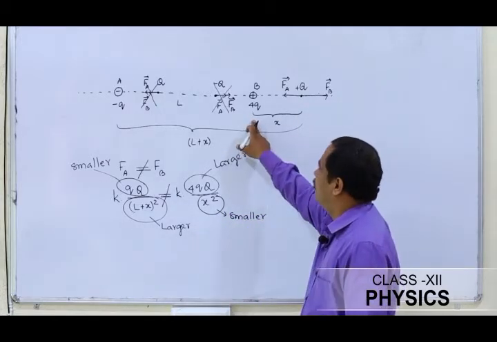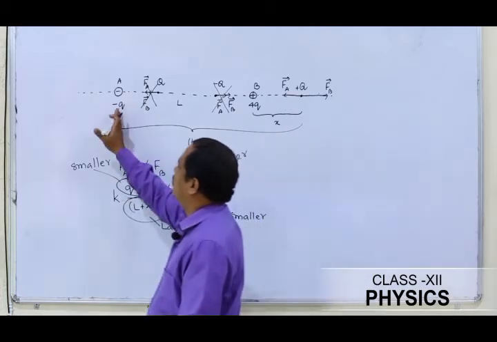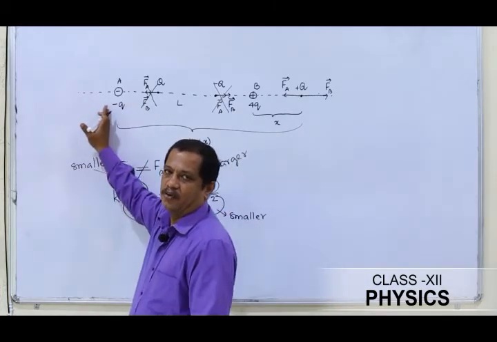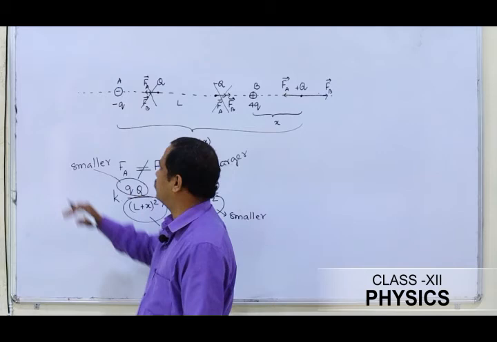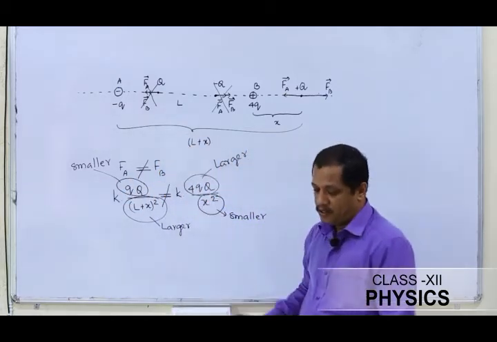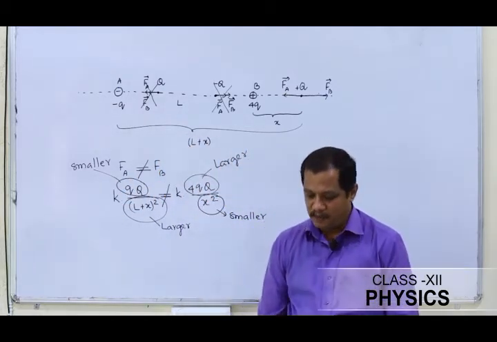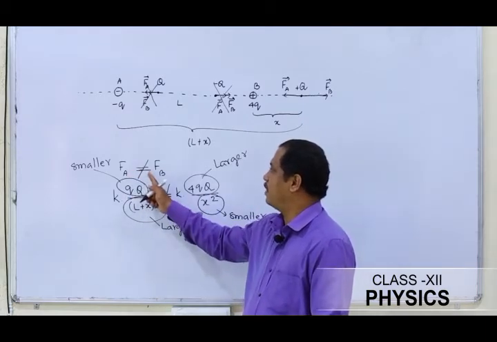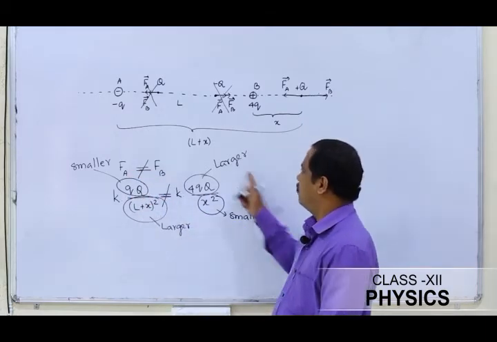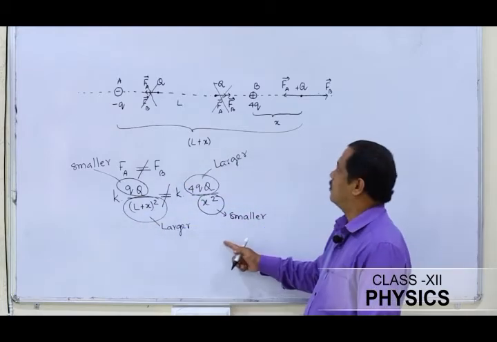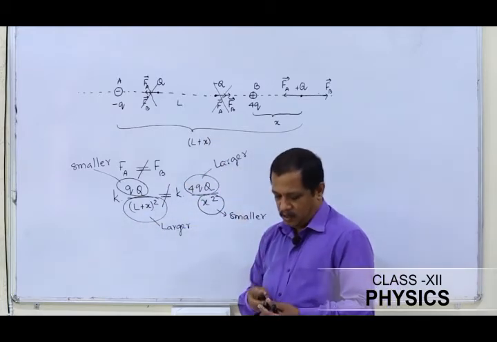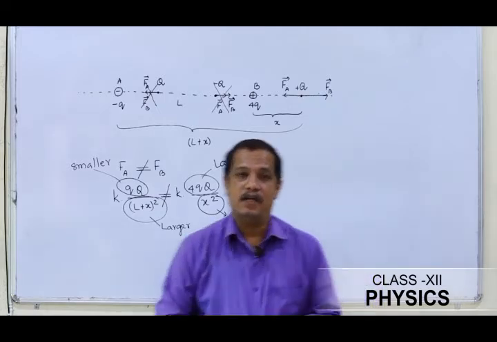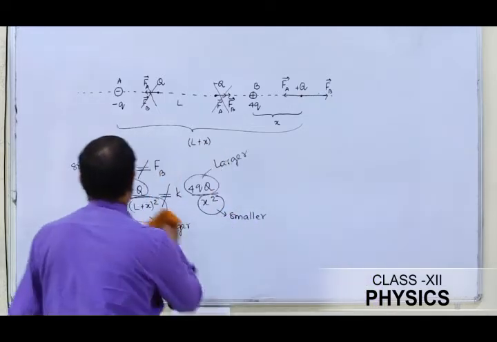So the only region left is this side, which we need to check for the charge to be in equilibrium. I hope you understood the concept of why Fa is not equal to Fb. Mathematically we need to understand it, and I explained why Fa can never be equal to Fb. Now I am going to check a point on the left side of A.